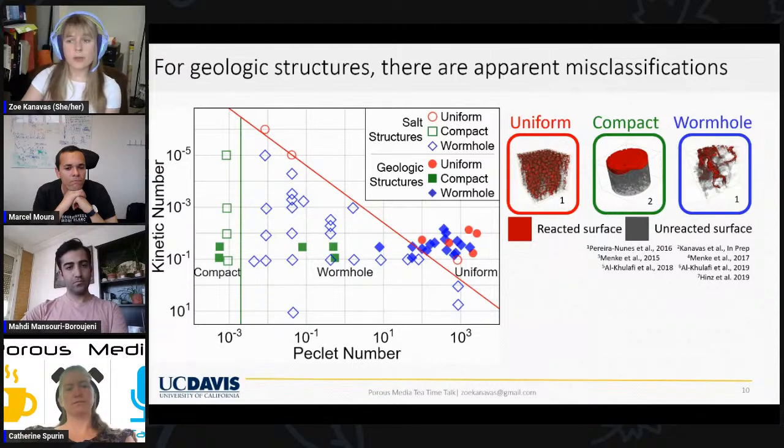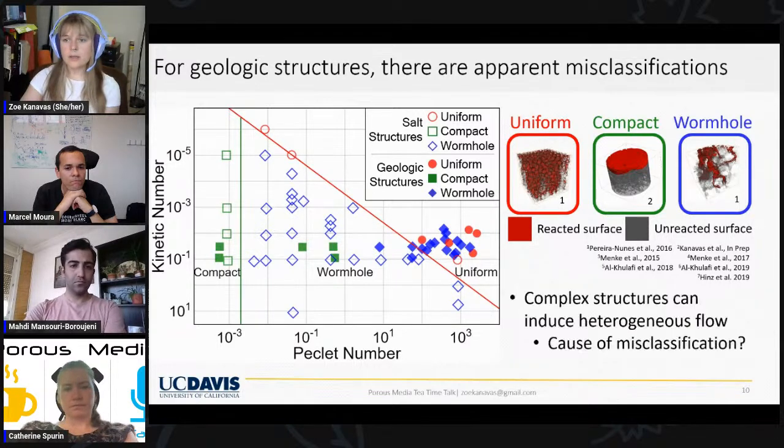To explore how flow can influence this process, we first computed the percolation threshold for each of the geologic structures. As we've seen with the first project, the complexity of these samples' structures can induce heterogeneous flow, and it's a possible cause for this misclassification.